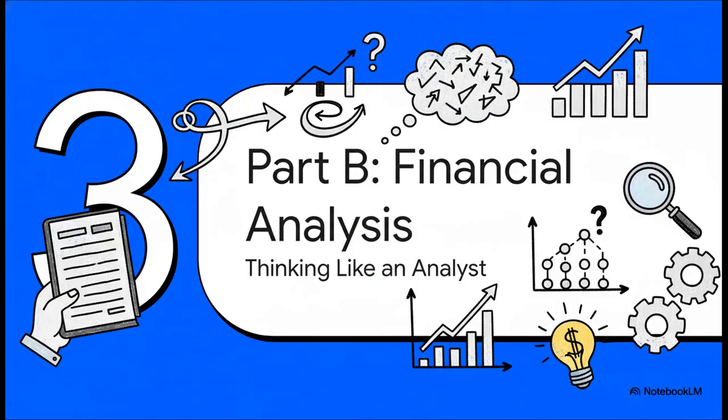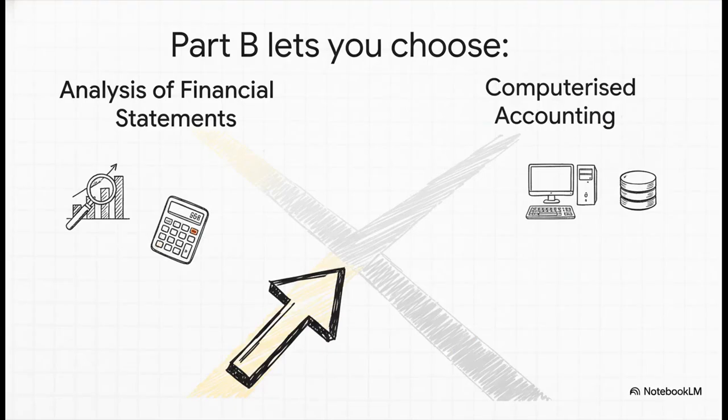Okay, time to switch gears and talk about Part B. This is where you go from being a bookkeeper to being an analyst. This 20-mark section isn't just about calculating the right numbers, it's about understanding what those numbers are actually telling you. It's all about interpretation. And this is really important. You get a choice here. You can either do the section on analysis of financial statements, which covers things like cash flow and ratio analysis, or you can do the section on computerized accounting. For our purposes, we're going to focus on the financial statements option, just because it's the one most students go for.